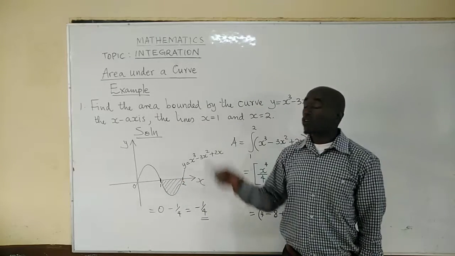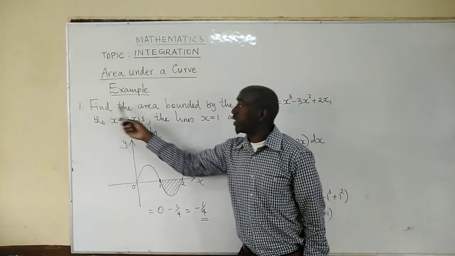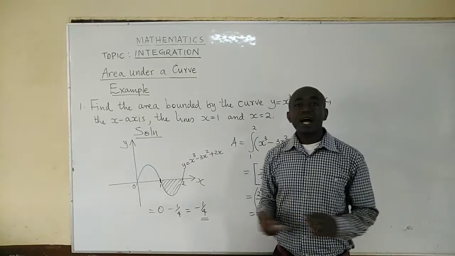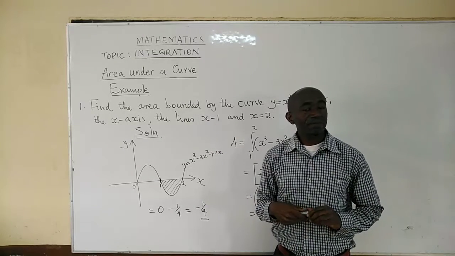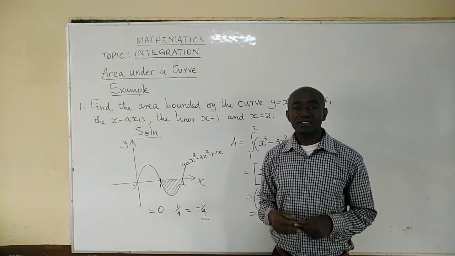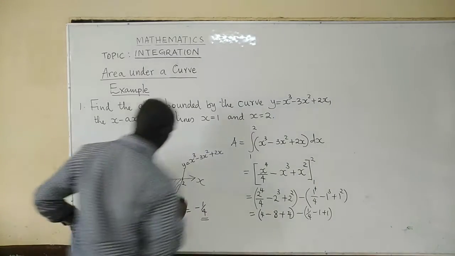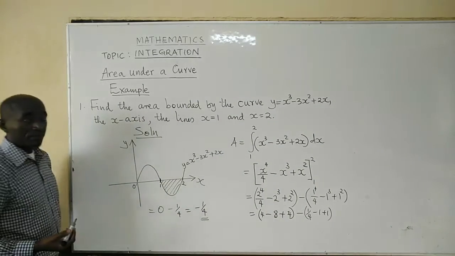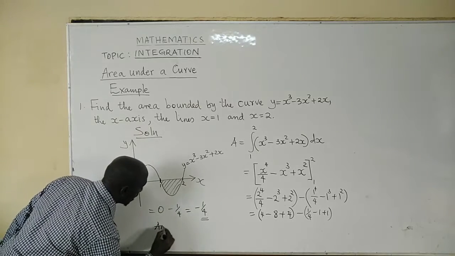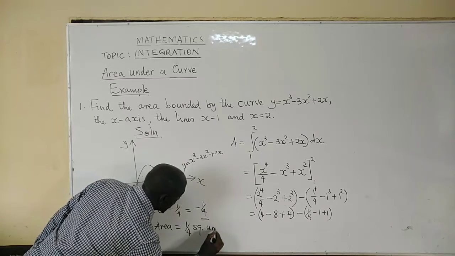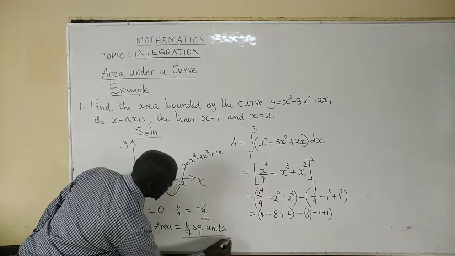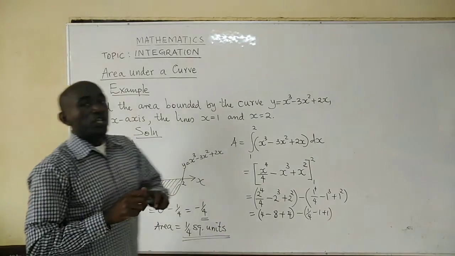So our answer, or the area, because we were told to find area, an area can never be negative. Area is a scalar quantity. Area can never be negative. So you just ignore it and give your answer as a quarter square units. So the area of that region is a quarter square units.